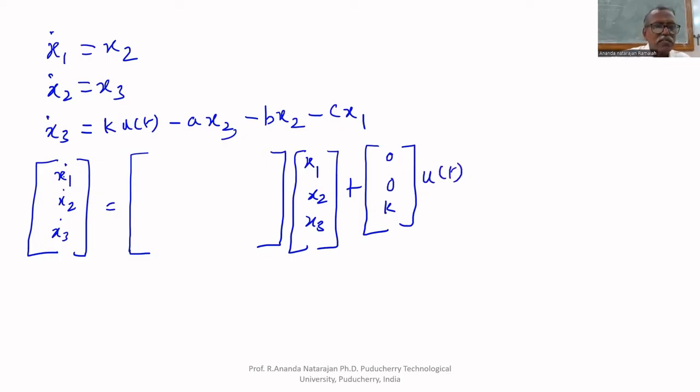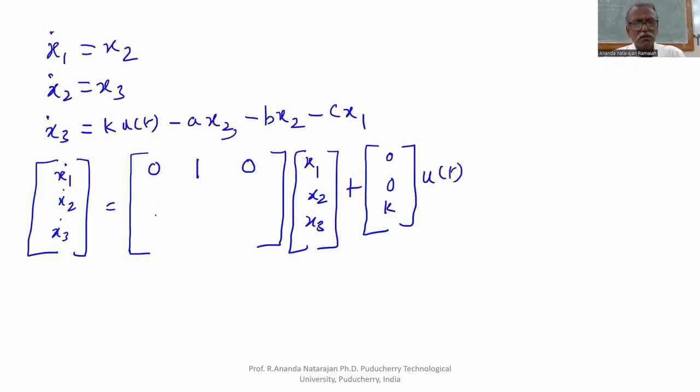Here, what is the first equation? x1 dot equals 0x1 plus 1x2 plus 0x3. Second equation: 0x1 plus 0x2 plus 1x3. Third equation: minus cx1 minus bx2 minus ax3. So I put this in matrix form.